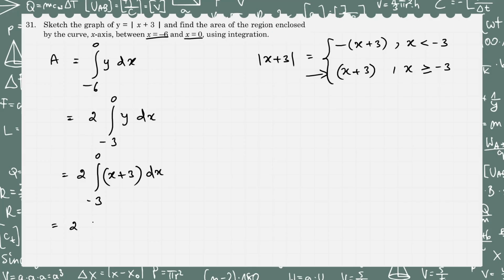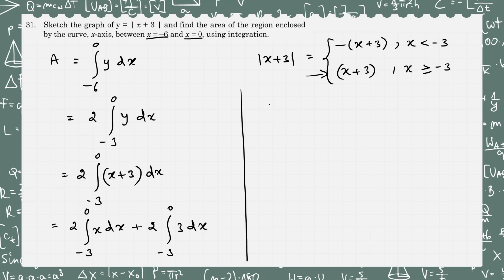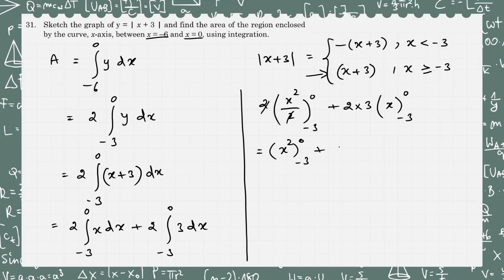Now, we can split this into individual integrals like the integral from minus 3 to 0 of x dx, plus 2 times the integral from minus 3 to 0 of 3 dx. And continuing, we get 2 into x square divided by 2 between minus 3 to 0, plus 2 into 3, which also comes out, and the integral of dx's answer is x between minus 3 to 0. And this 2 and 2 cancel: x square between minus 3 to 0 plus 6 into x between minus 3 to 0.